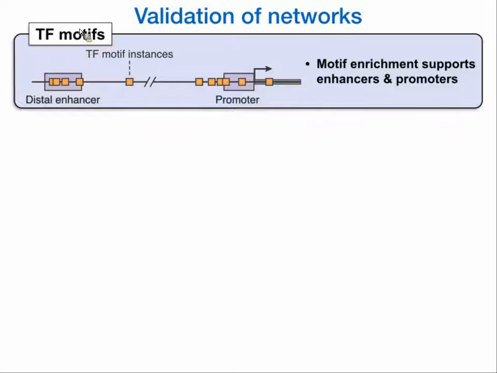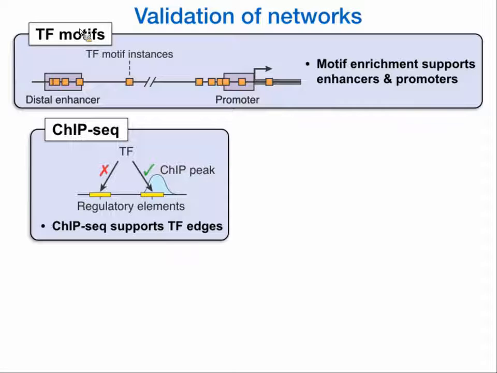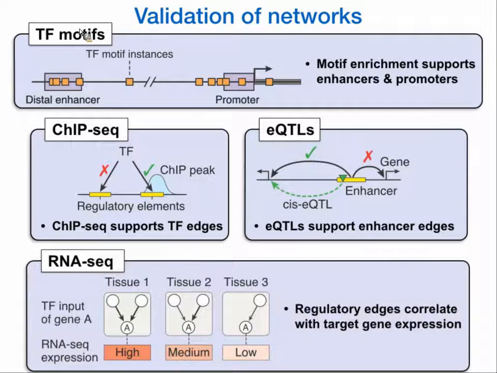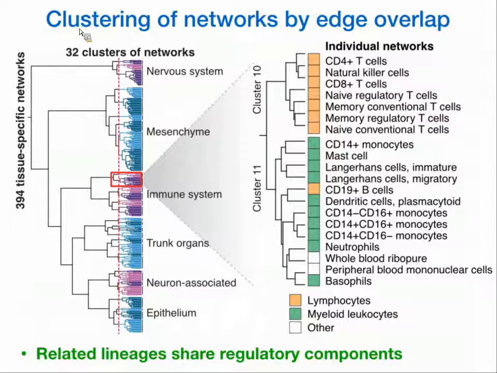So we validated the networks by looking at the enrichment of motifs in these regulatory elements, using ChIP-seq data to validate transcription factor regulatory element links, eQTLs to validate links from enhancers to target genes, and RNA-seq data to see if these networks are predictive of gene expression. So if the regulatory edges are also predictive of gene expression in independent RNA-seq data that was not used to construct these networks. This just gives an overview of these networks when we did a clustering of these networks.